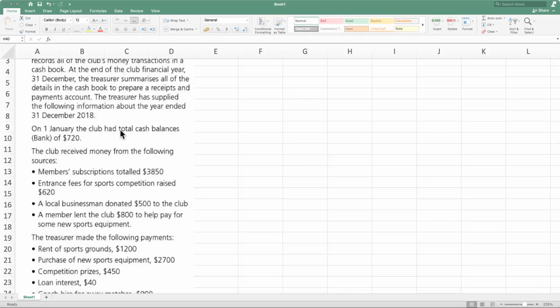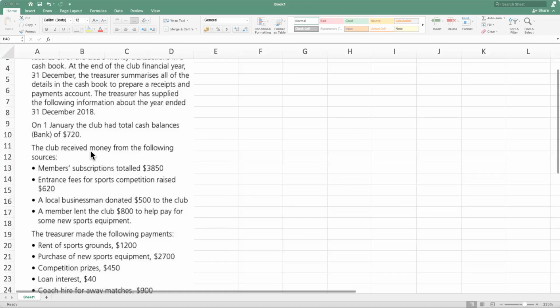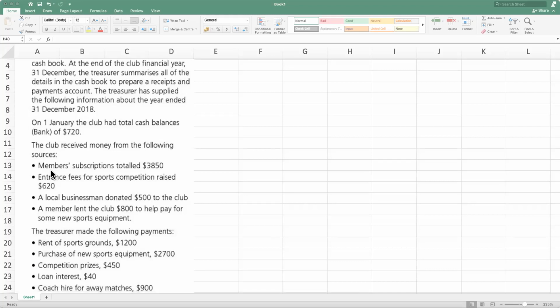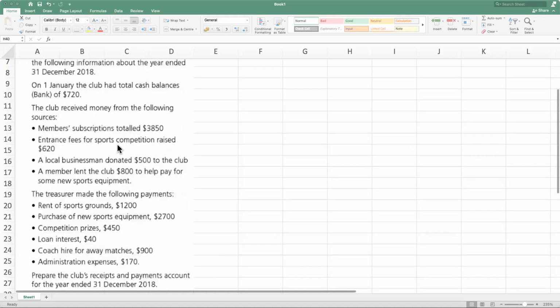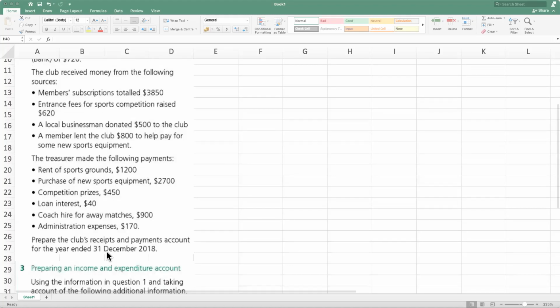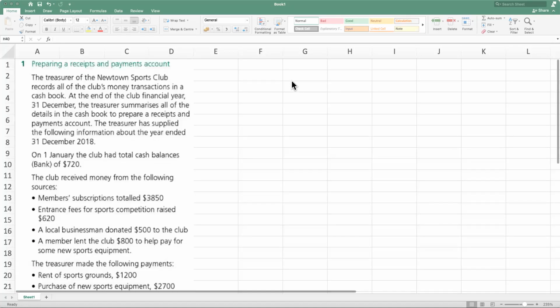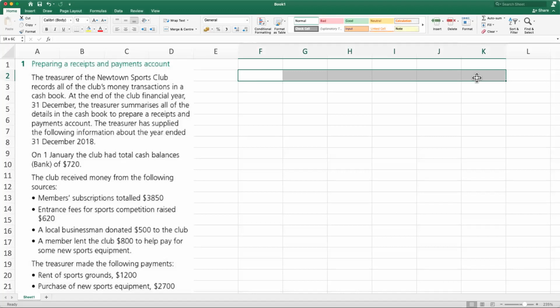The Treasurer has supplied the following information about the year ended 31st December 2018. On 1st January, there are total cash balances of 720. The club received money from the following sources. Member subscription total, all this amount here. Prepare the club's receipt and payment account for the year ended 31st December 2018. So first we need to open our receipt and payment account.